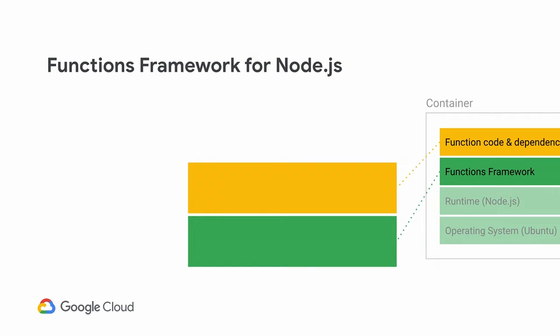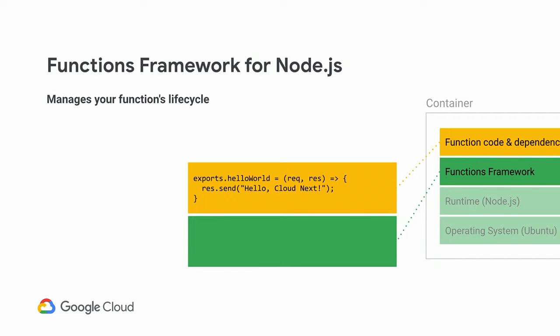The first one is your function code. We've already seen this a few times now. Pretty straightforward. It's an HTTP function, Node.js. The functions framework manages your function's lifecycle. And what I mean by that is, the first thing it does is, spoiler alert, it's actually just an HTTP server under the hood. You don't need to know about that, but that server exposes your hello world function on /hello world. So if you send it a request to /hello world, it's going to run your function.